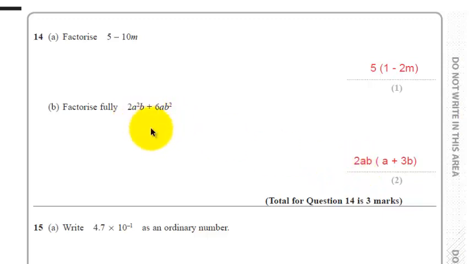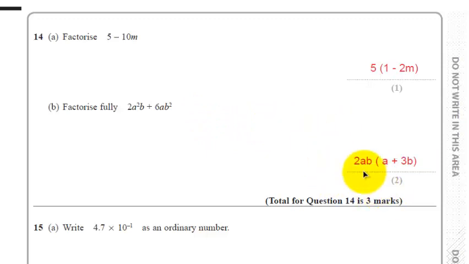I've got a squared and a, so a is a factor of that. So a comes outside the bracket. So at the moment I've got 2a. And then I've got a b and b squared. So again I can factorise out a b and put a b outside the bracket.